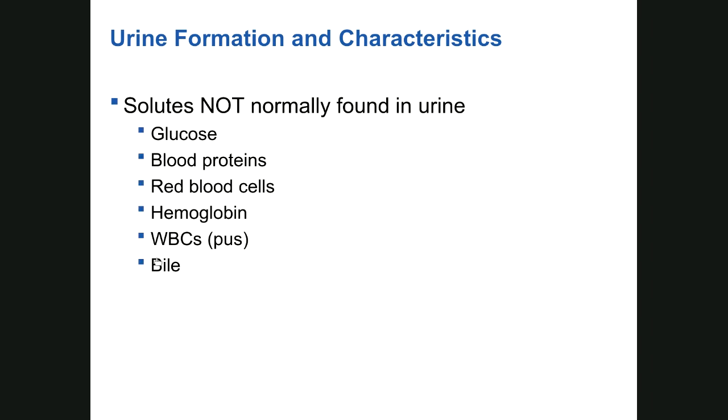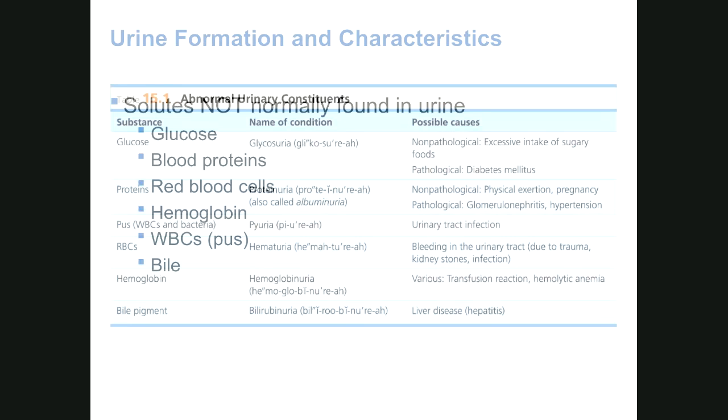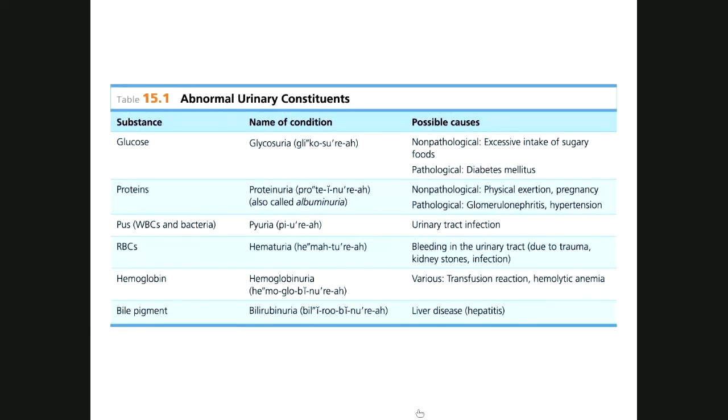White blood cells indicate there is an infection. Red blood cells indicate there is an injury. Hemoglobin indicates there might be hemolytic anemia. Plasma proteins indicate a kidney disease. Glucose indicates there could be diabetes mellitus. So here are those which I have just explained to you.